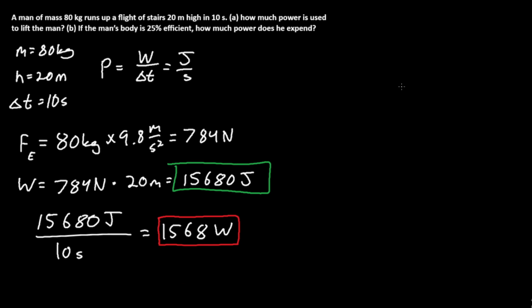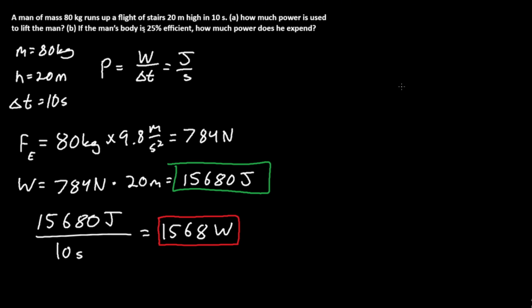Now, here's the thing. In real-world situations, not all the energy you use will go into movement. A lot will dissipate into heat. A lot will go into sound. I don't know, keeping you alive. There are many factors in real life that make things less efficient. So if the man's body is 25% efficient, how much power does it expend?